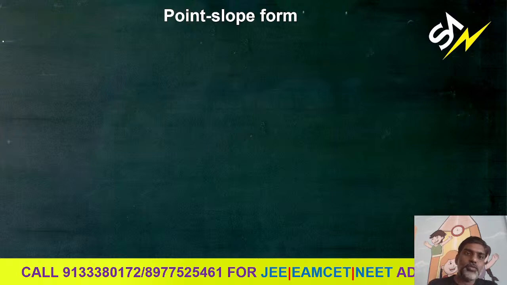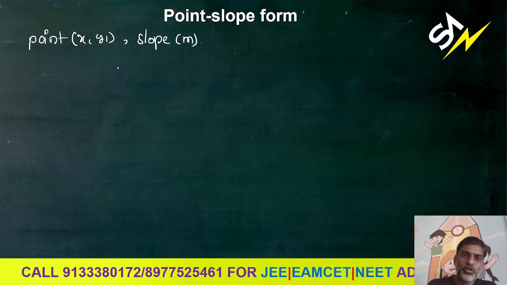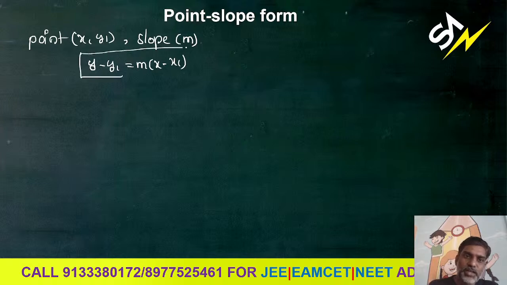First one is the point slope form. Point slope form means one point is required for us. Let us take the point as x1 comma y1, and the slope as m. Then the point slope form is y minus y1 equals m times x minus x1. This is the point slope form of a line.